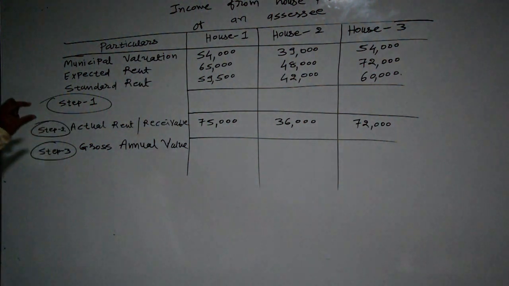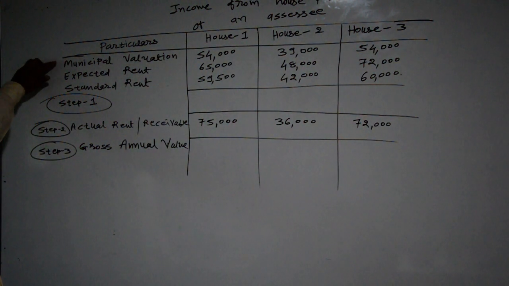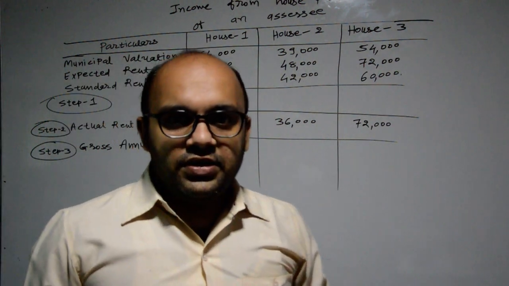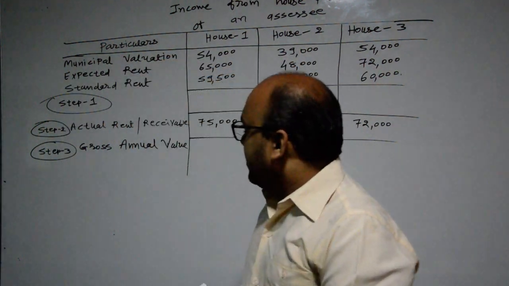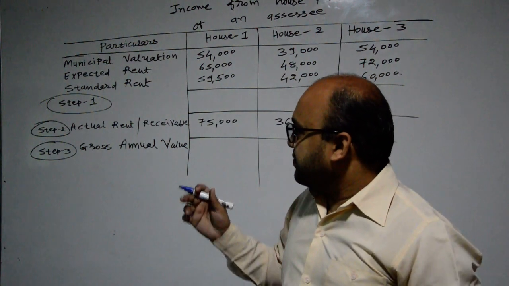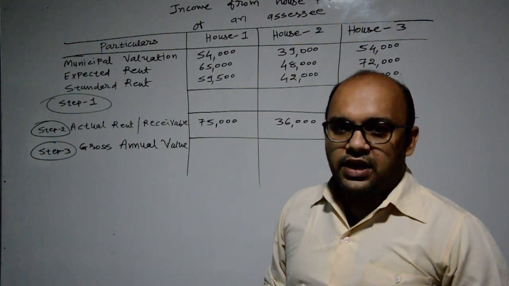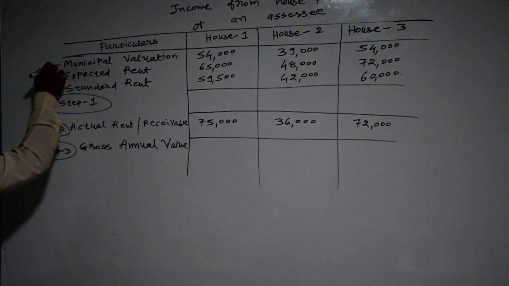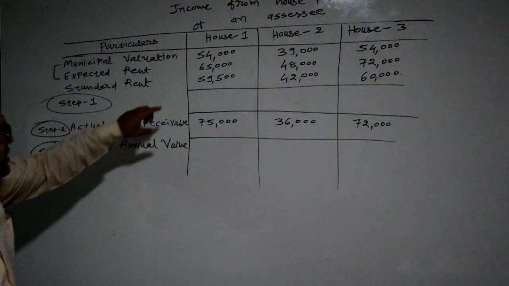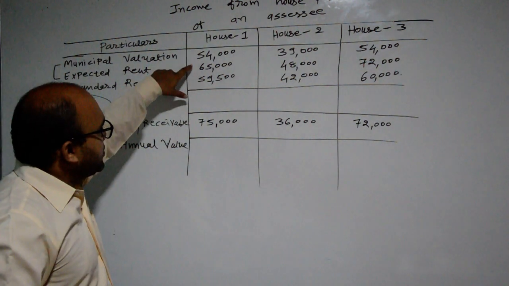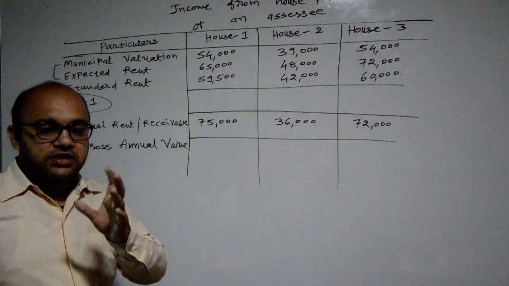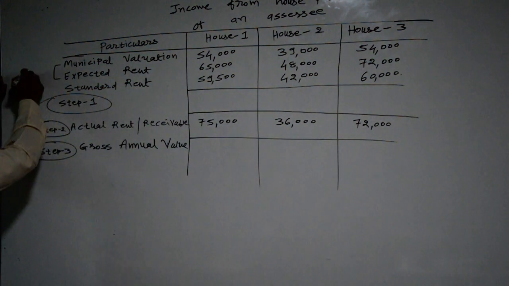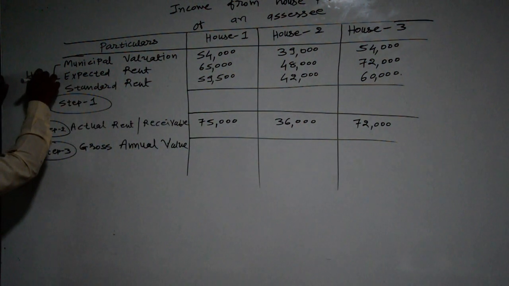First of all, we are getting information about municipal valuation and expected rent. As discussed earlier, whichever of municipal valuation and expected rent is higher will be selected. Means in both criteria, the higher amount will be selected. Here 54,000 and 65,000, so 65,000 will be considered.